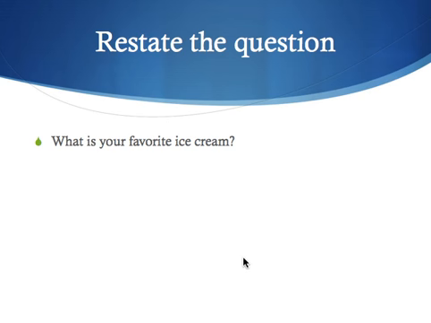So if I have a question, what is your favorite ice cream? I have to restate that as an answer. So I'm not just going to write the question. Instead, I'm going to write, my favorite ice cream is mint chocolate chip. So I'm taking that question and I'm writing it as a sentence with my answer in it.